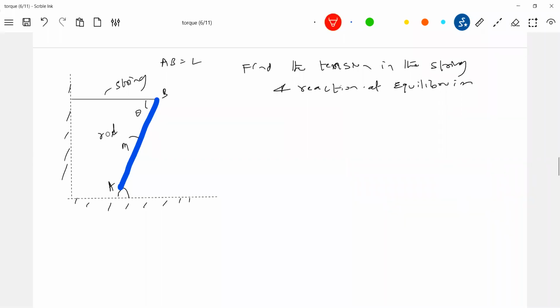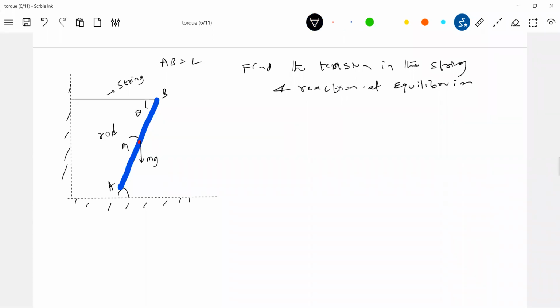They're having a mass m. Now look at this. What are the forces? It's asking for the reaction. So shall we directly go for this?